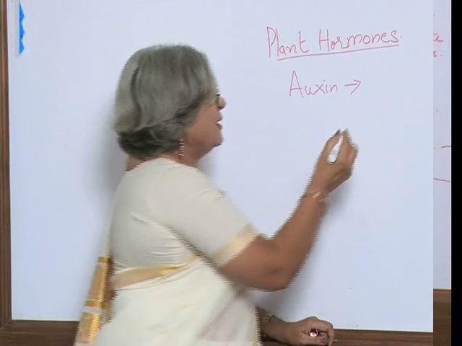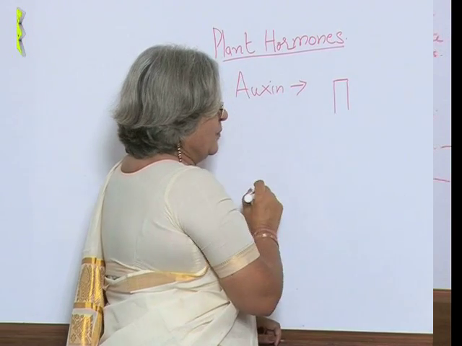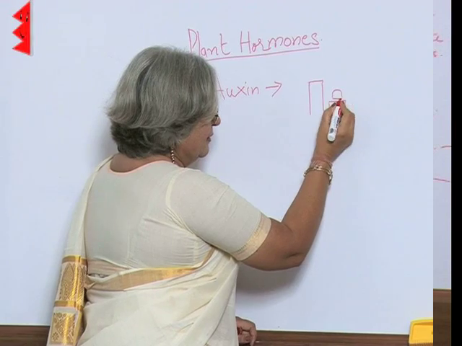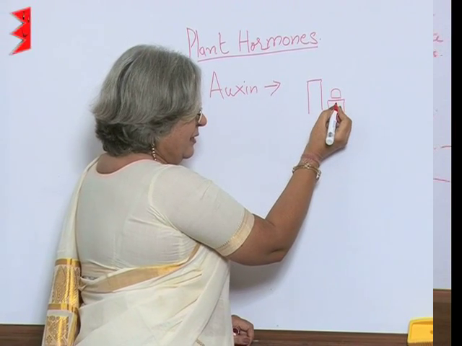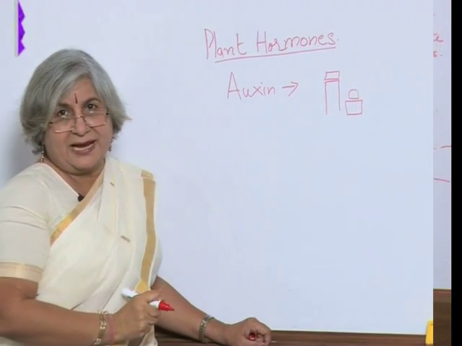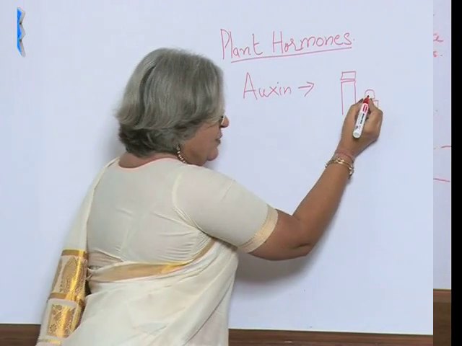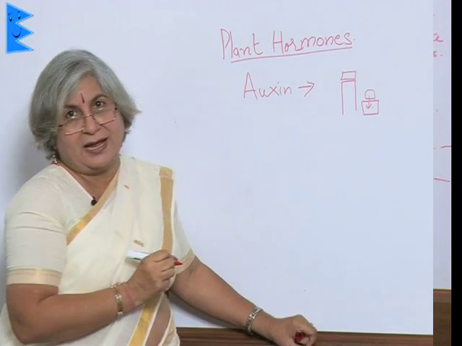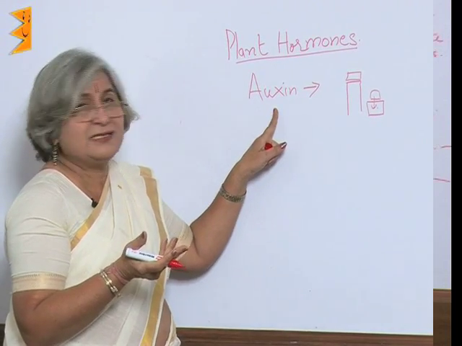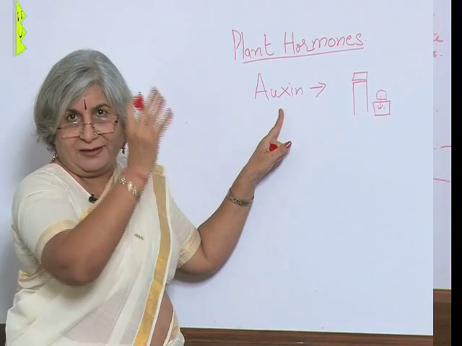In fact, there is an experiment: if you cut a tip, the growth stops. But if you keep the tip on an agar-agar block and then place this agar-agar block back on the stem, it starts growing again. Why? Because from the tip, auxin came into the agar-agar block. So, what is the conclusion? It is the auxins which trigger growth in plants, the vertical growth.